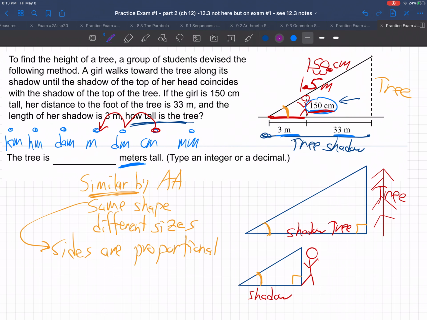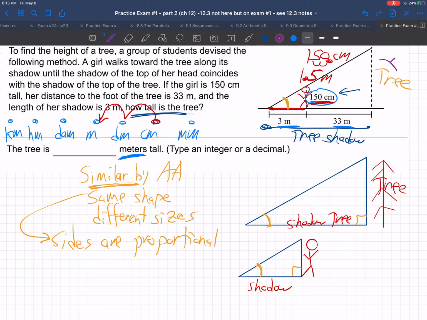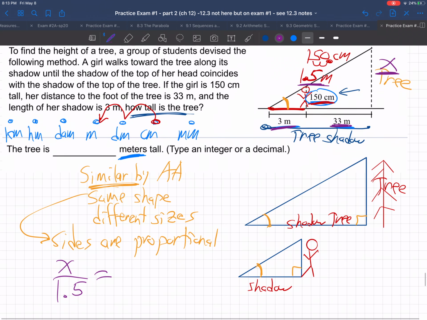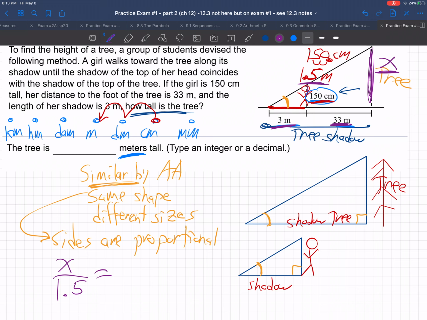Now we're going to set up the ratio, right? So you could say, oh, okay, I got it. We're trying to find out the tree. Call that x. And I could go x is to 1.5 as 33 is to 3, right? That could be my ratio. X is to 1.5, right side is to right side. X is to 1.5, you know, the right of the big triangle to the 1.5. And then 33, right side is to left side.